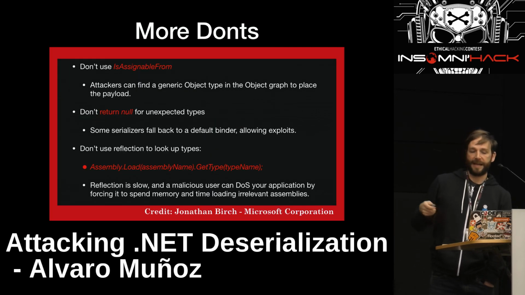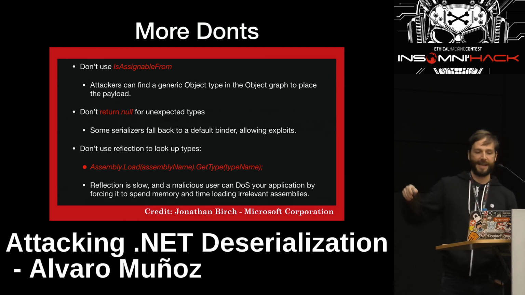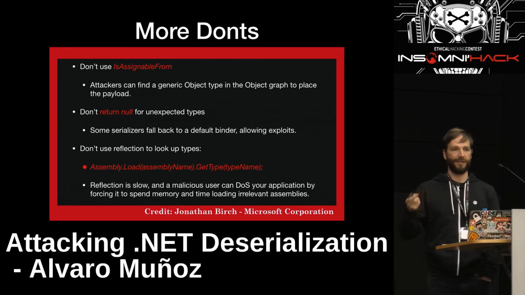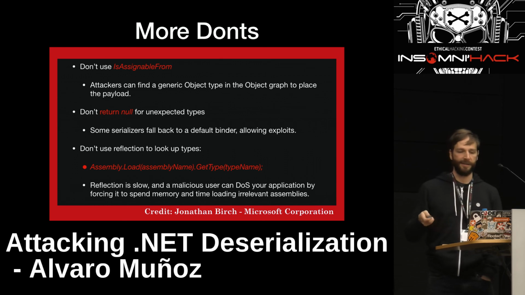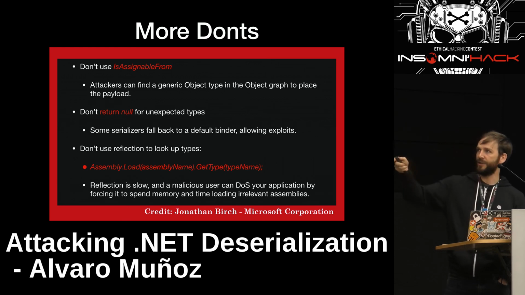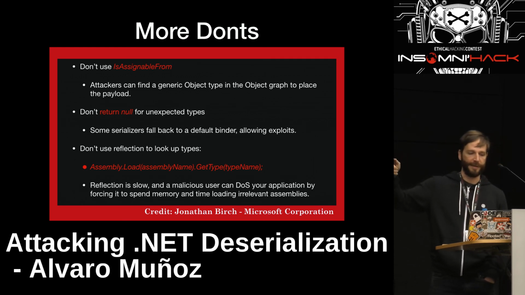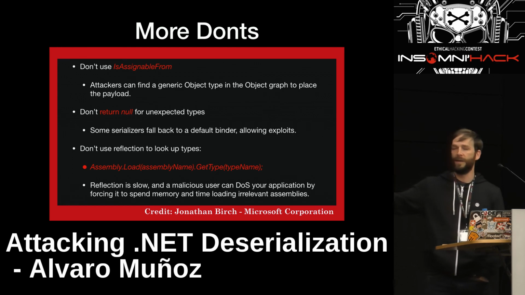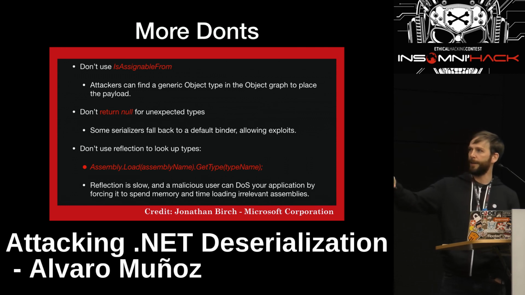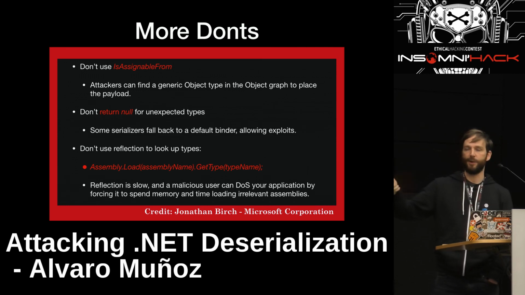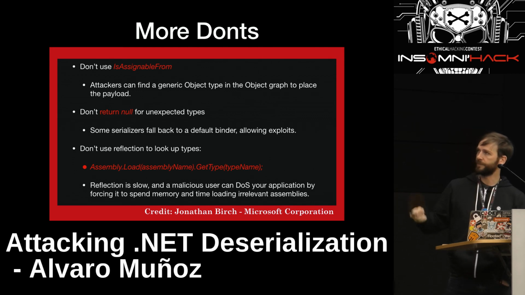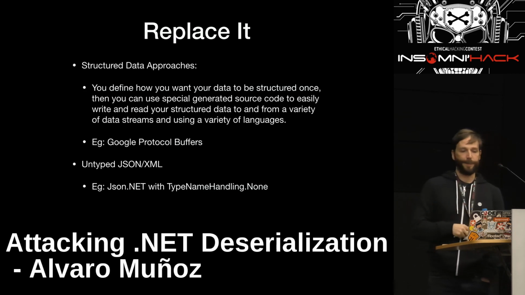So again, in your deserialization binders, never use these approaches. If you are checking for protections, maybe doing some bug hunting, and you see that they are using IsAssignableFrom, or you see, for example, that they are returning null, that means that this binder can be bypassed. Also, if they're using reflection in their binder, it's very easy to get a DoS on the application. So that was the third approach, binding it.